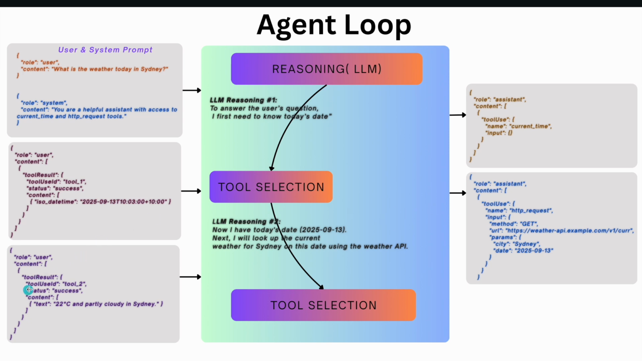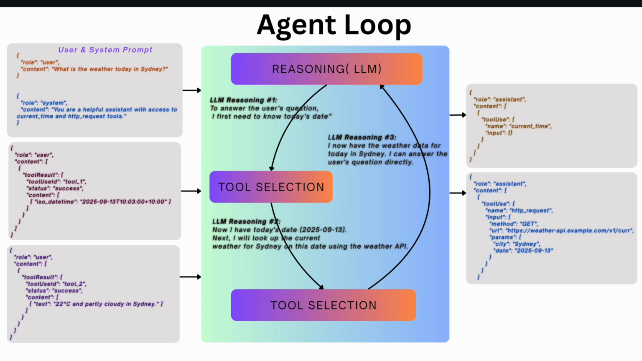And you can see the tool result, the tool ID is tool_2, and the status is success, and it has formulated the content with the response from the weather API tool, and it tells what the weather is, and that we are sending as a user prompt as an input to the LLM and agent loop. And the agent now reasons, and it says, okay, I now have the weather data for today's date in Sydney, and I can answer the user question directly.